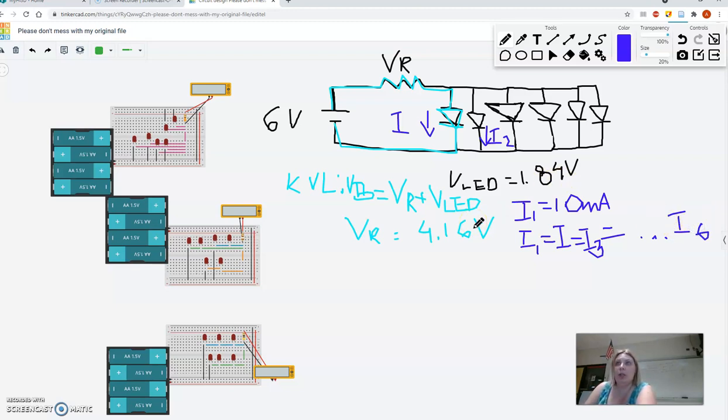So the next question is, if these are the currents in the branches, the currents that only go through the LED, how much current will actually pass through the resistor itself? The current that's going to pass through the resistor is I total. Because in order to get to all of the LEDs, each individual current has to pass through the resistor, and they're all passing through at the same time. So I total is 60 milliamps in this case.